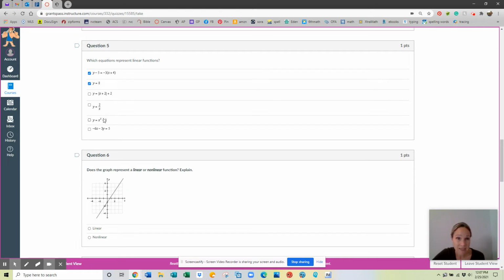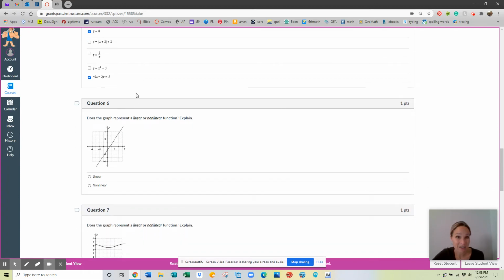If your x has an exponent, it is not a linear function. This one is a linear function. I could add that 6x on both sides and then divide by -3, and I would get it in y = mx + b form. So yes, that one is a linear function.